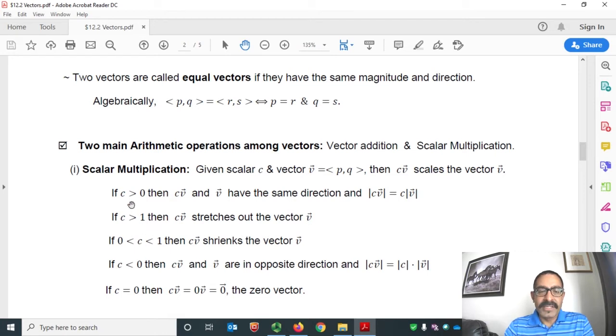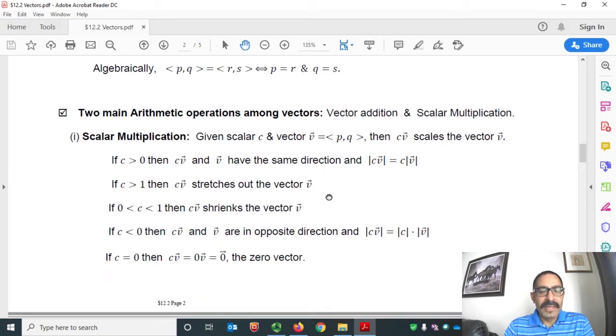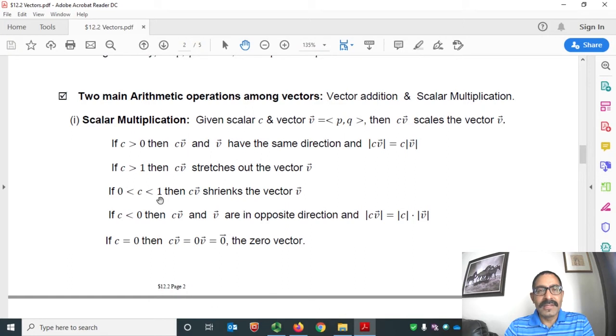That means if C is positive, then CV and V have the same direction, and the magnitude of CV equals C times the magnitude of V. If C is greater than 1, then CV stretches out the vector V, right? If C is between 0 and 1, then CV shrinks the vector V. If C is negative, then CV and V are in opposite directions. If the constant C is 0, then CV equals the 0 vector. Awesome. Let's move on.